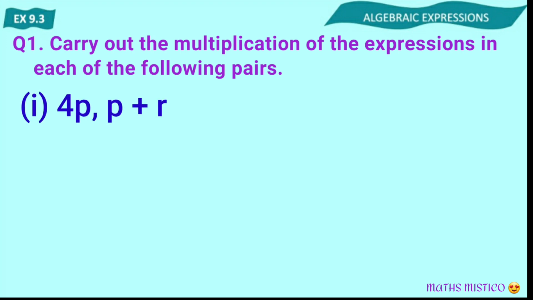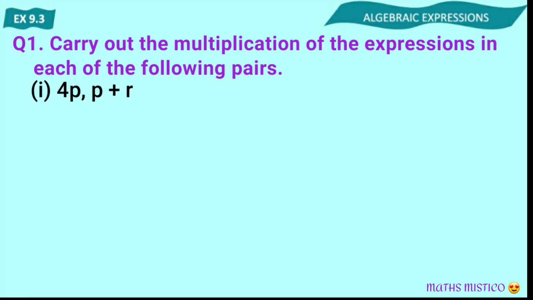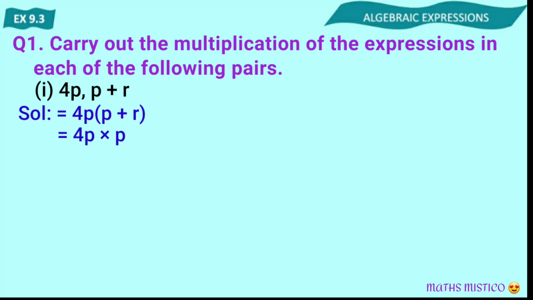As discussed, the monomial will be multiplied to each term of the polynomial, where it has 2, 3 or more terms. And while multiplying the polynomial, we will have to put it in brackets. We first multiply the signs and write the resulting sign before the terms. So, plus into plus plus, 4p into p, plus into plus plus, 4p into r, which becomes 4p square plus 4pr. Follow the alphabetical order in each term.